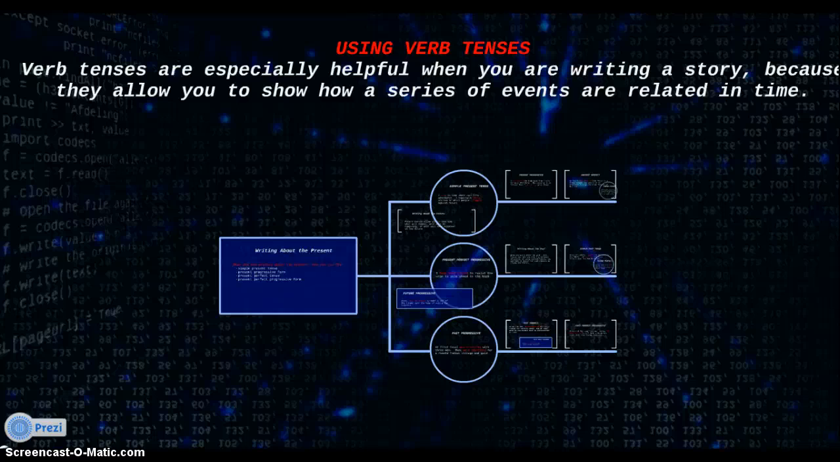We started talking in the last video about verb tenses, how to form the verb tenses. I want to continue with that conversation today, but I want to talk about how to use verb tenses in your writing. Anytime you're telling a story, and this is especially true in fiction, verb tenses can be really useful because what they're going to do is allow you to show how a series of events are related in time. What came first, what came next, what's going to happen but hasn't happened yet. All of those things can be told if you know how to use verb tenses properly.